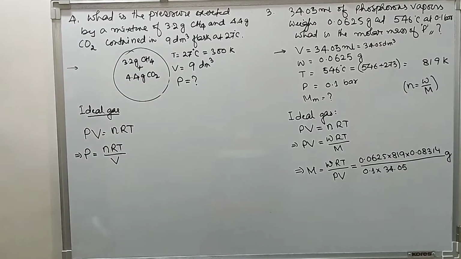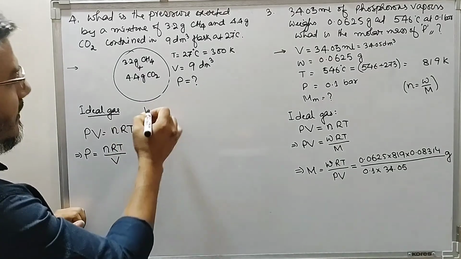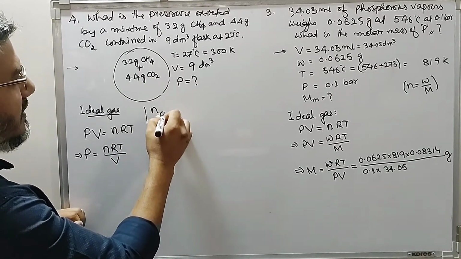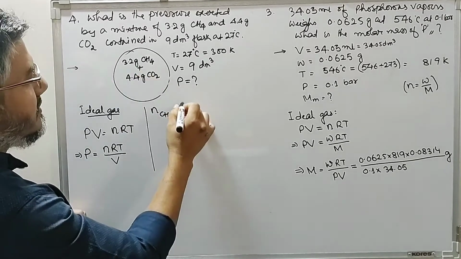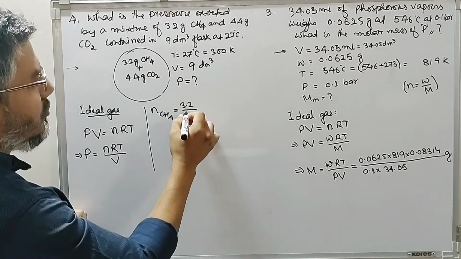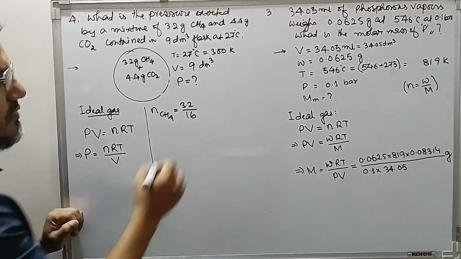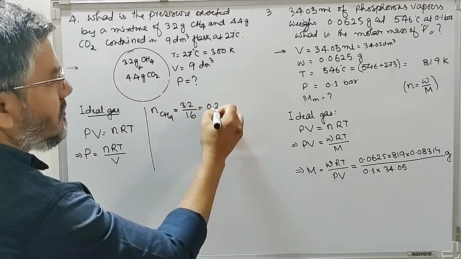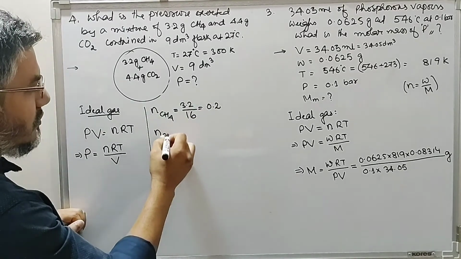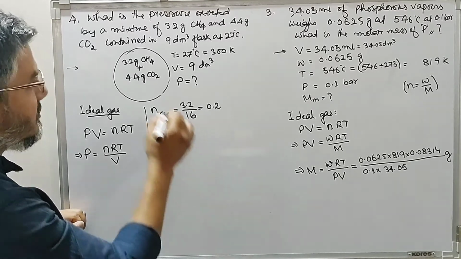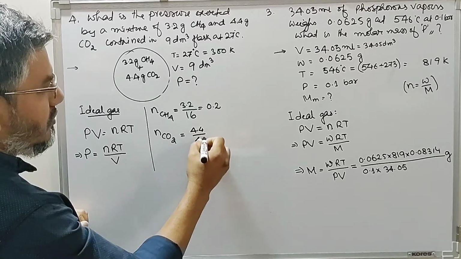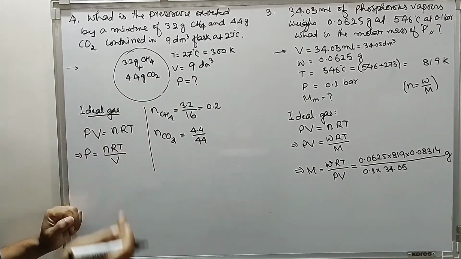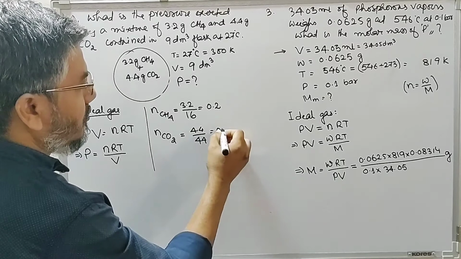Now the question is, we have to find the number of moles of gas present in this container. So now look at this. Number of moles of methane is equals to mass of methane, that is 3.2 divided by molar mass, that is 16. So this comes out to be 0.2. Number of moles of carbon dioxide present in this mixture is again mass divided by molecular mass. So molecular mass of carbon dioxide is 44, so this comes out to be 0.1.